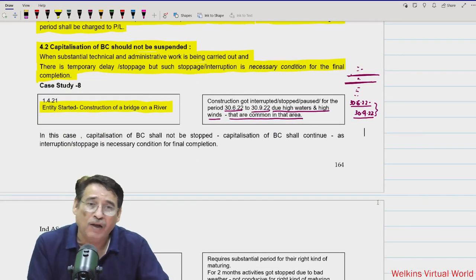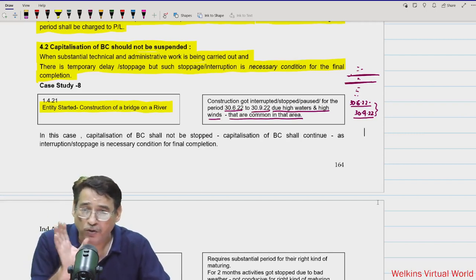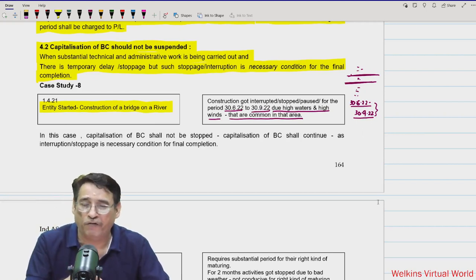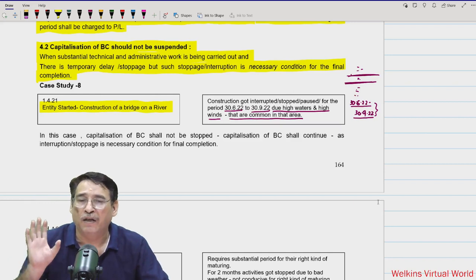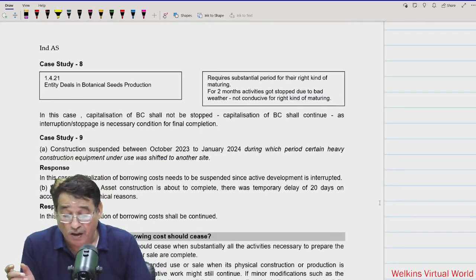So if the condition is such that it is necessary for you to stop, to pause the work for a while, then during this particular phase, you will keep on capitalizing the borrowing cost. You are not going to suspend it. Is it clear to you or not? Another question.